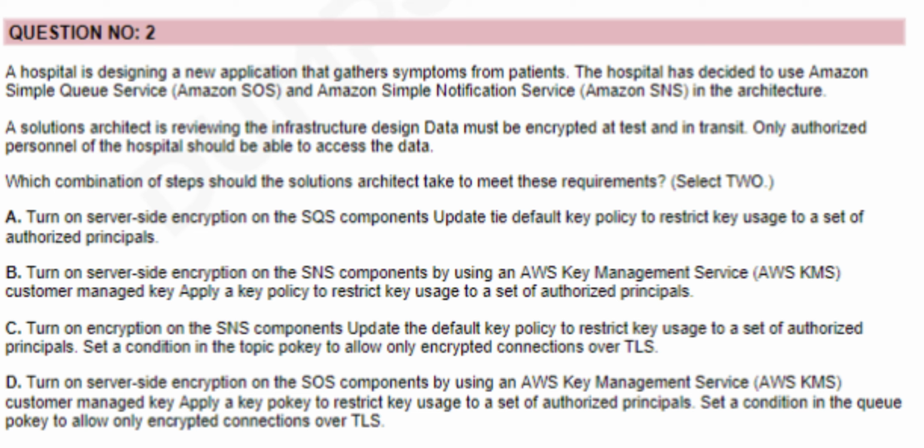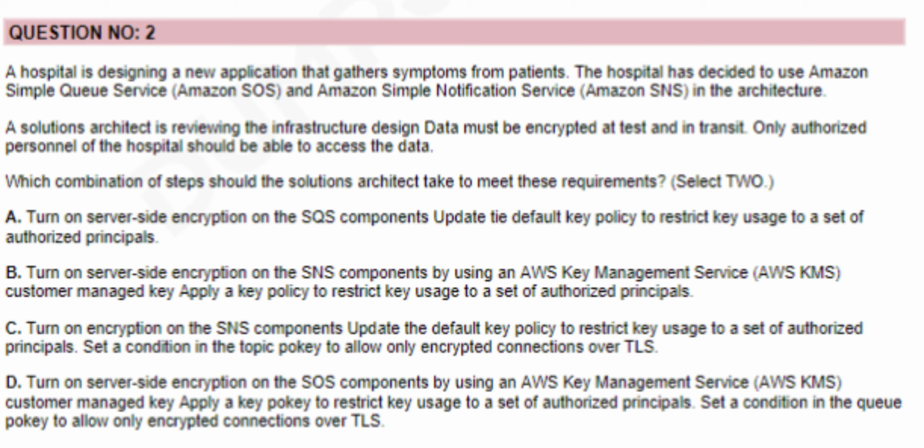Select 2. A. Turn on server-side encryption on the SQS components. Update the default key policy to restrict key usage to a set of authorized principals. B. Turn on server-side encryption on the SNS components by using an AWS KMS customer managed key. Apply a key policy to restrict key usage to a set of authorized principals. C. Turn on encryption on the SNS components. Update the default key policy to restrict key usage to a set of authorized principals. Set a condition in the topic policy to allow only encrypted connections over TLS.